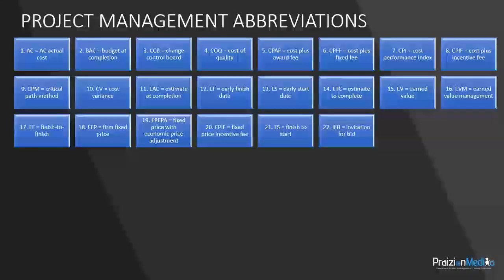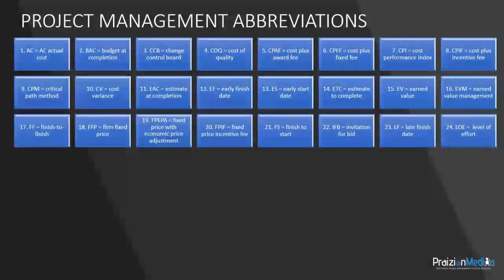IFB, Invitation for Bid. In procurements, we have various documents which we use to solicit bids. IFB is one of them, inviting a prospective seller to bid. LF, Late Finish. Late finish is used in forward passes and backward passes for the critical path determination.